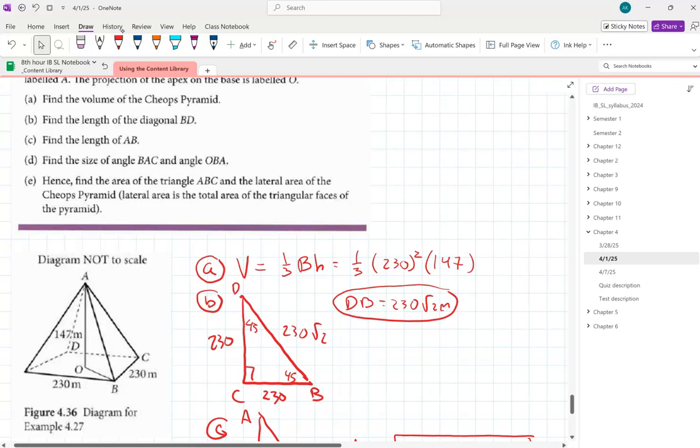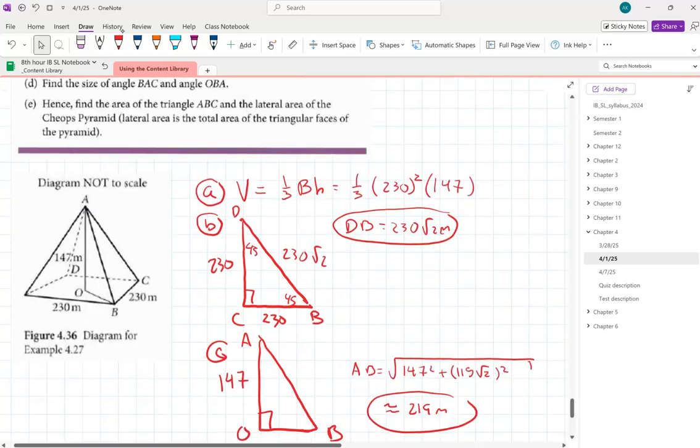And then the last one is to find the area of ABC, and then the lateral area of the Cheops pyramid.